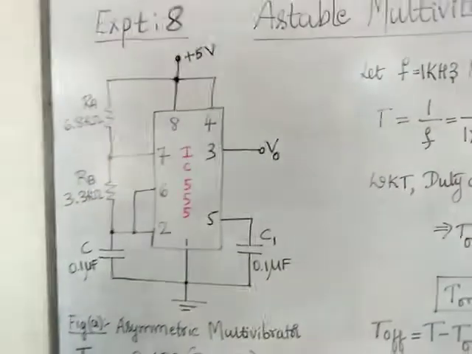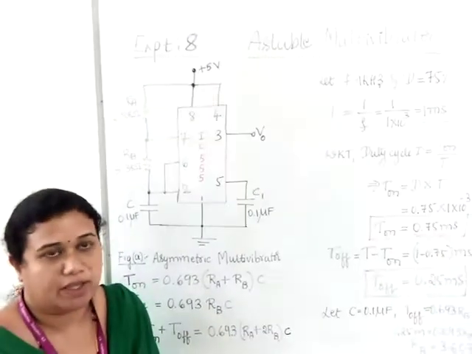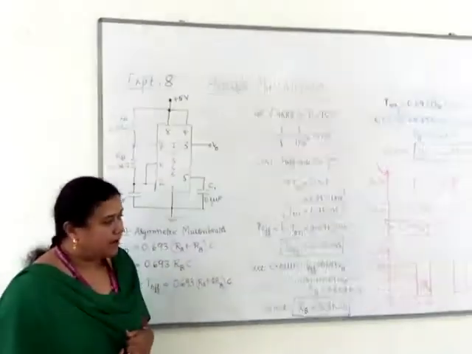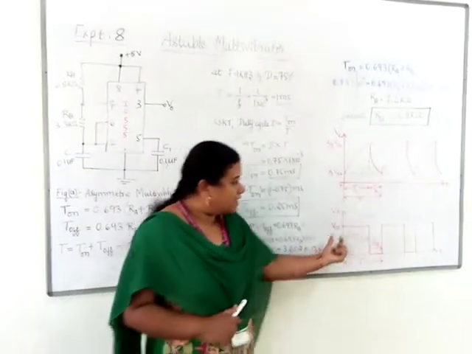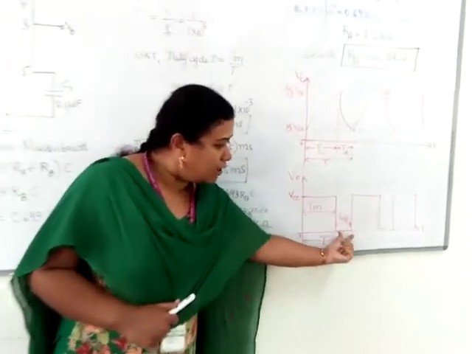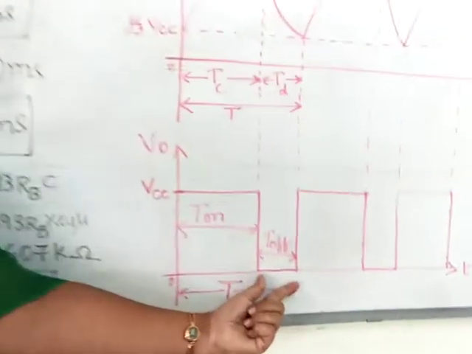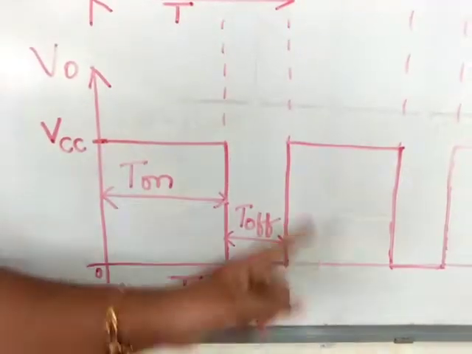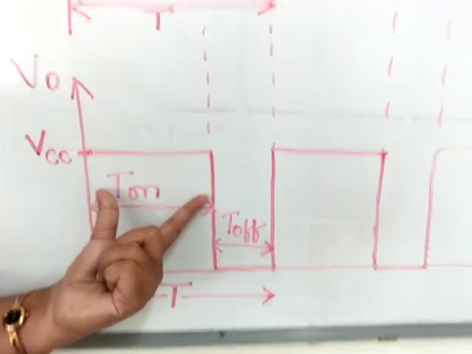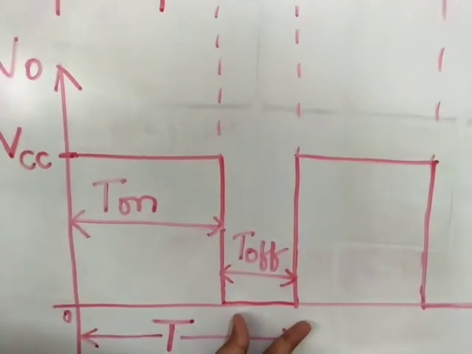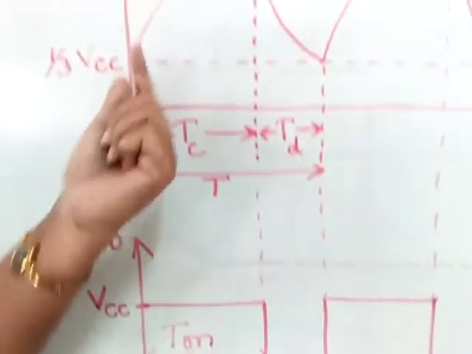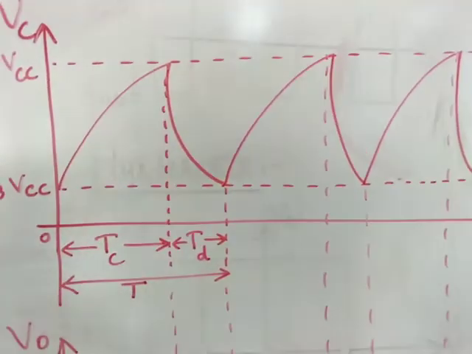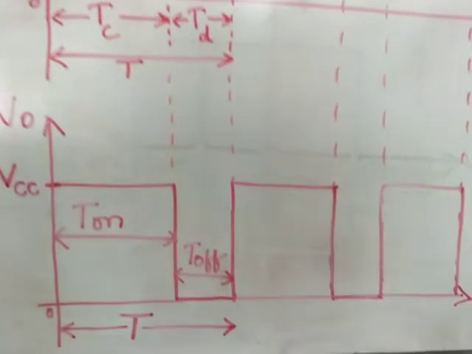First you should know what a multivibrator is. A multivibrator is a circuit which is capable of generating oscillations or a waveform of either a high or a low state, depending on the charging and discharging of the capacitor. So this is called a multivibrator.